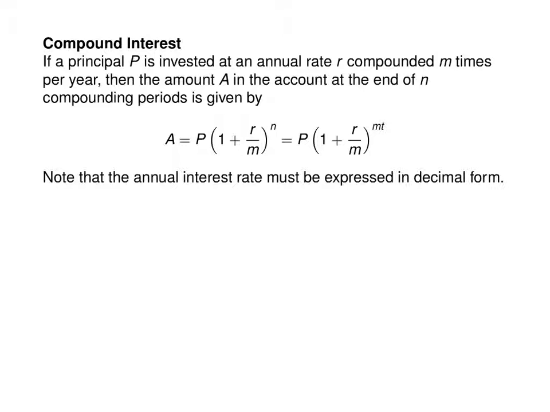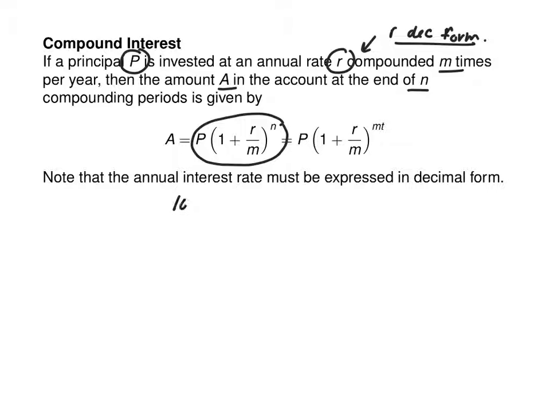So you have an initial investment, P. It's invested at an annual rate, R. Notice that R must always be given in decimal form. When you use R in these formulas, it's going to be given as a percent, but put it into decimal form. Compounded M times per year. The amount A in the account at the end of N compounding periods is this.